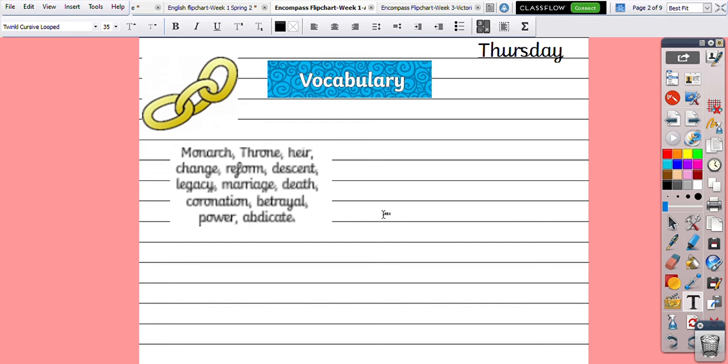If you're unsure of what the word heir means, this is a homophone, H-E-I-R. Then research what is meant by heir. We have got words like reform, descent, legacy, coronation, and abdicate. Throughout this half term, you will begin to understand what all of these words mean.